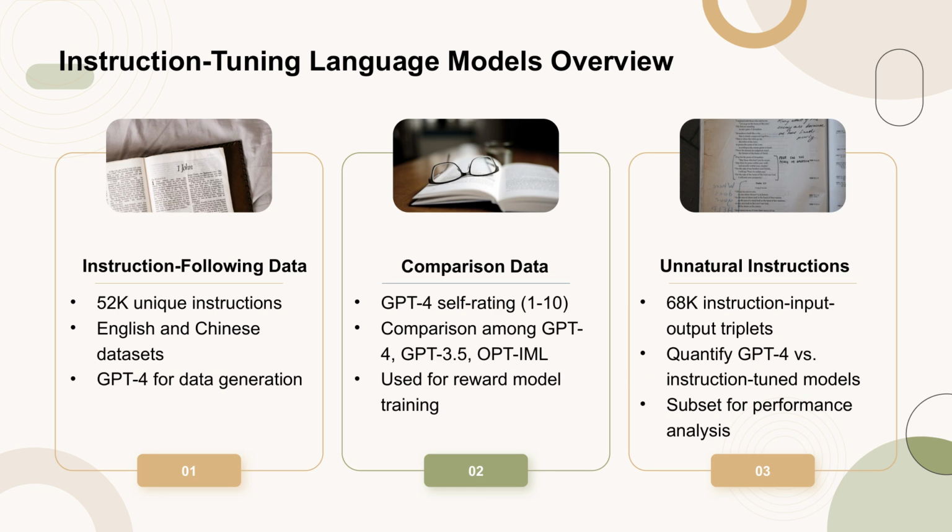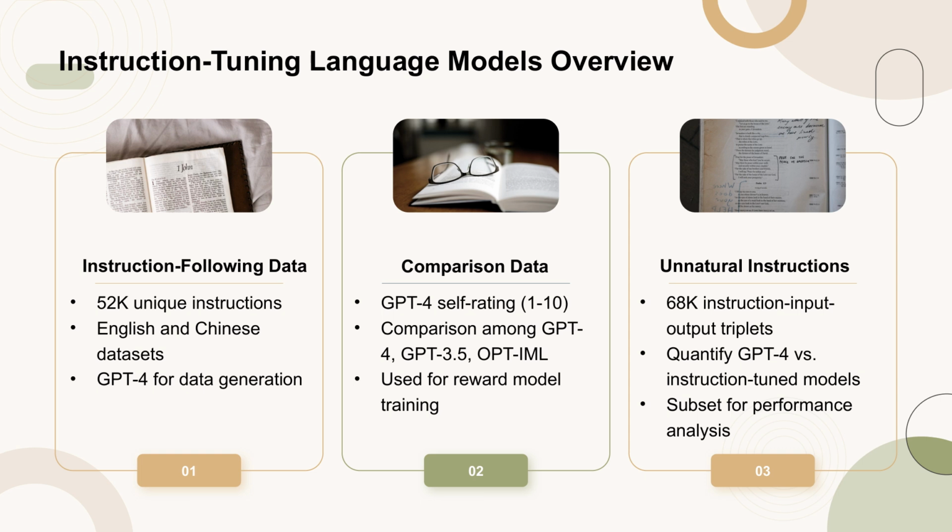The instruction tuning process involves generating datasets based on 52,000 unique instructions. These datasets include English and Chinese instruction following data, which are generated using GPT-4. Additionally, comparison data is created where GPT-4 rates its own responses and compares them with those from GPT-3.5 and OPT-IML, which is used to train reward models.